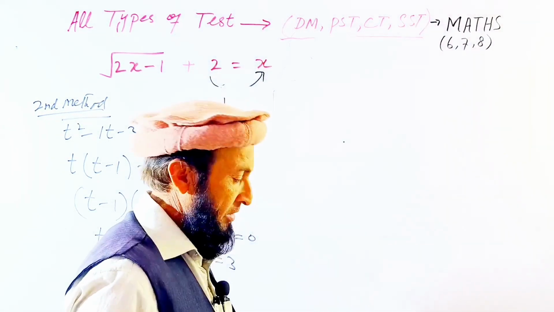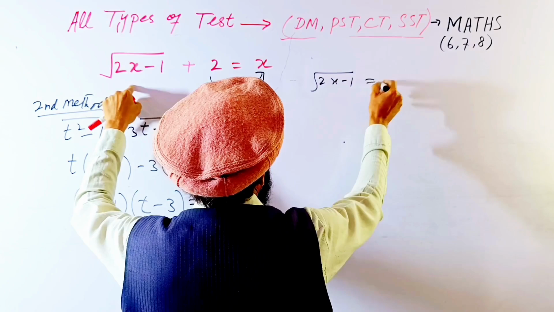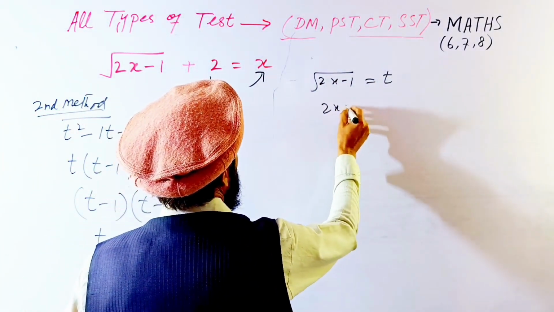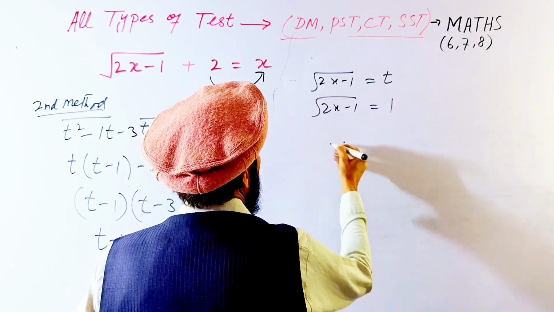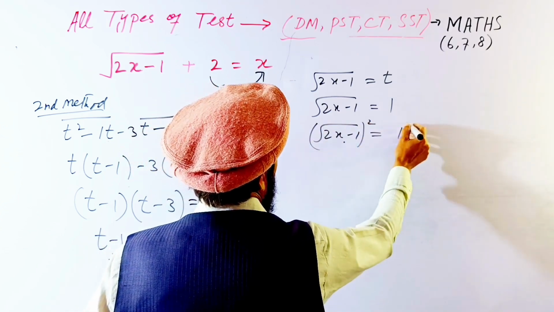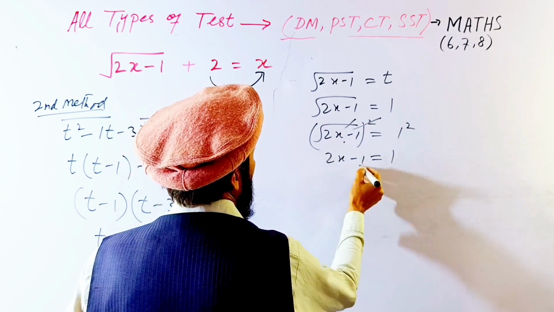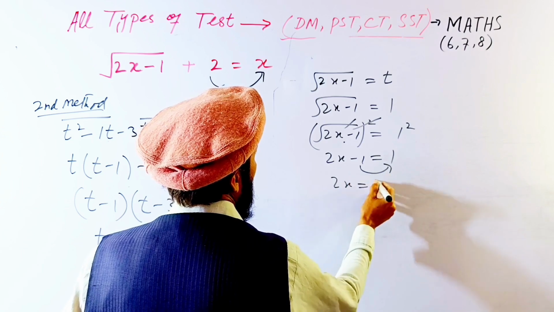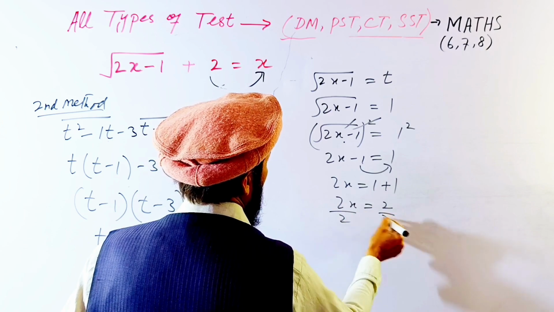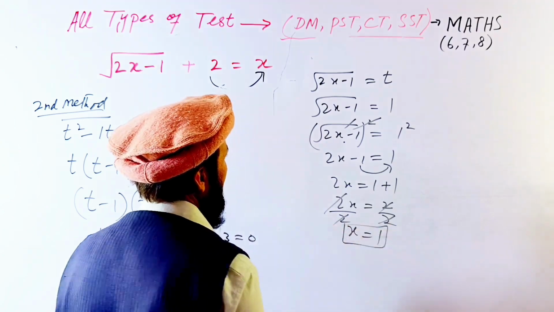We have already supposed that the square root of 2x minus 1 is equal to t. We replace when t is equal to 1: the square root of 2x minus 1 is equal to 1. Taking the square on both sides, we get 1 square. The root is cancelled. 2x minus 1 is equal to 1. We change this result: 2x is equal to 1 plus 1. 2x is equal to 2. Dividing both sides by 2, x is equal to 1. We have got this result.